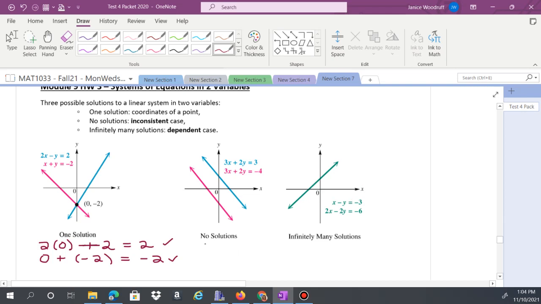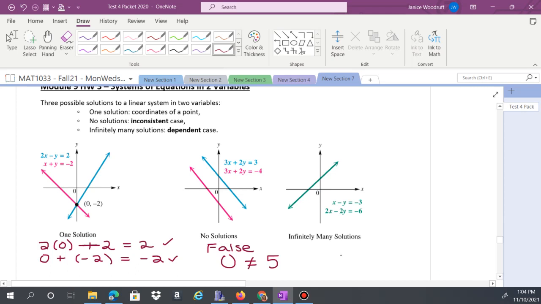When I'm solving the equation algebraically for no solution, you're going to end up with a false statement. Okay, when you're doing this algebraically. So it'll look something like this. You'll get a 0 on one side and then like a 5 on the other side. Okay, 0 does not equal 5. That's false, so that's the no solution case.